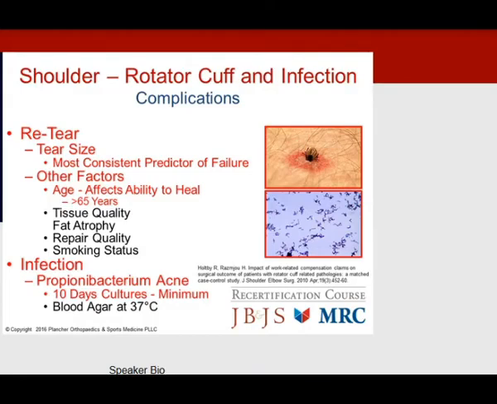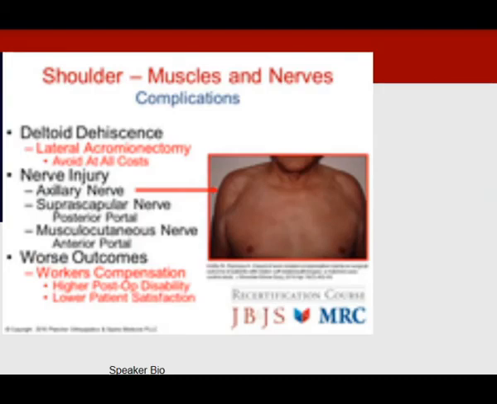Be cautious with infection, and Propionibacterium acnes, which exists on the skin, must be cultured for 10 days in the correct medium at 37 degrees, and so you need to warn your labs if you're trying to see if this is present and hold those cultures for the additional days.